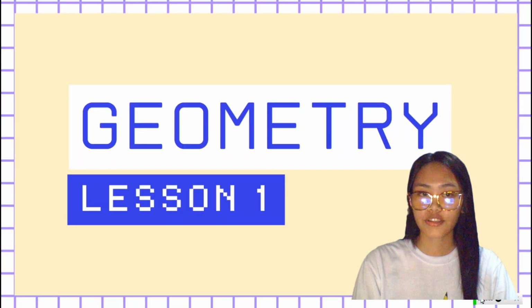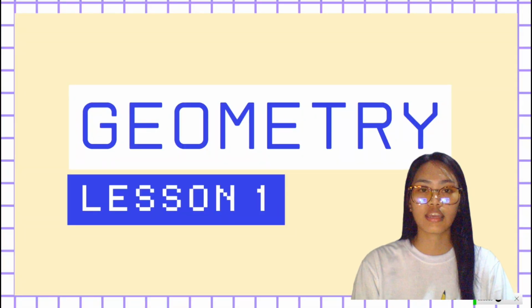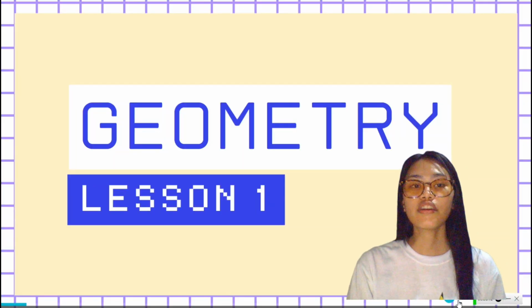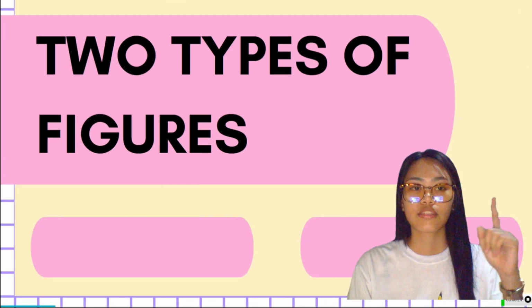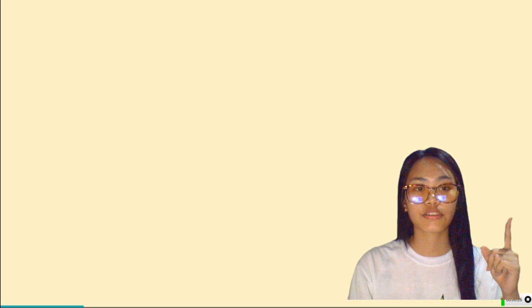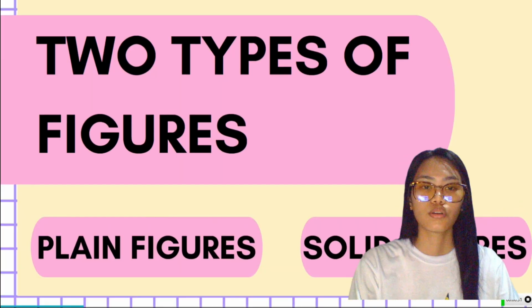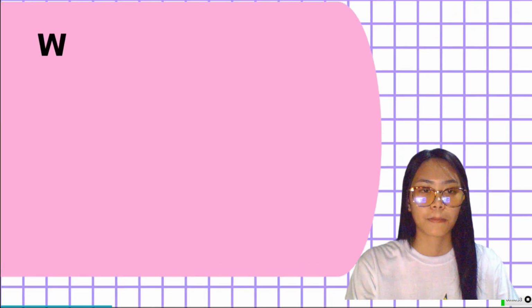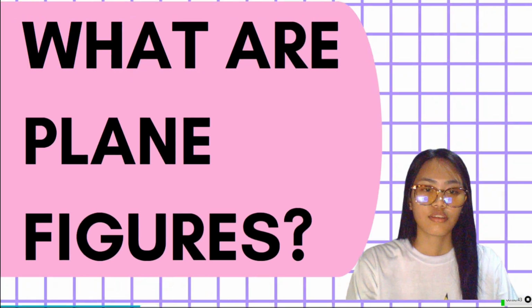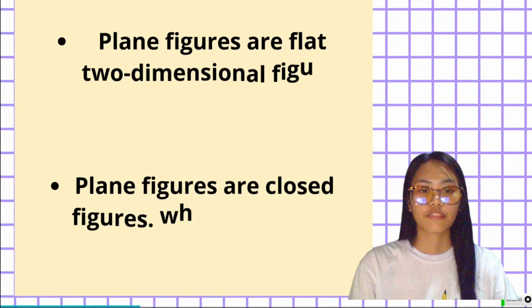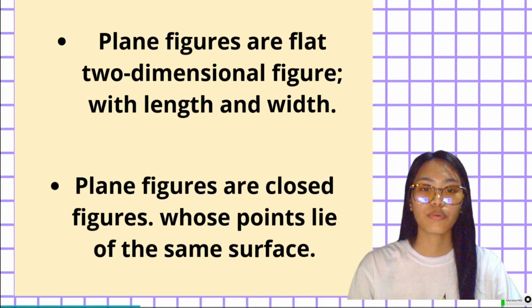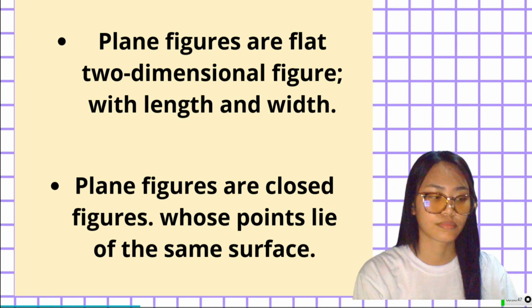Now for this lesson, let us tackle first the types of figures. There are actually two types of figures. The first one is the plane figures and the second one is the solid figures. What are plane figures? Plane figures are flat two-dimensional figures with length and width.